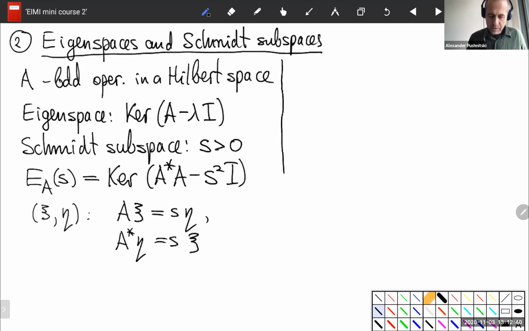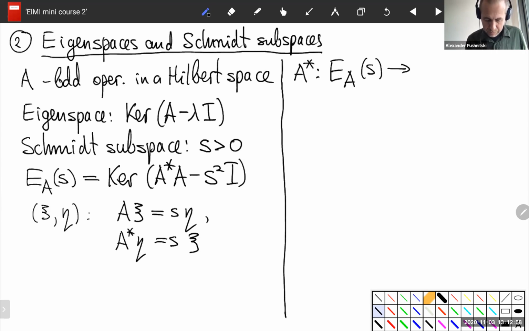So I will also mention, we will need it in the future, that it is easy to see that A star acts from this subspace to this subspace. I hope I'm not confusing the order. And no, I am confusing the order, right? It's A. A is acting from here to here. This is A. And A star acts in the opposite direction.